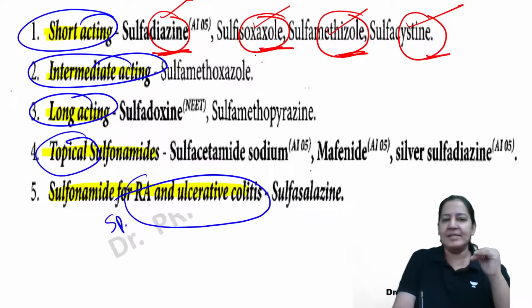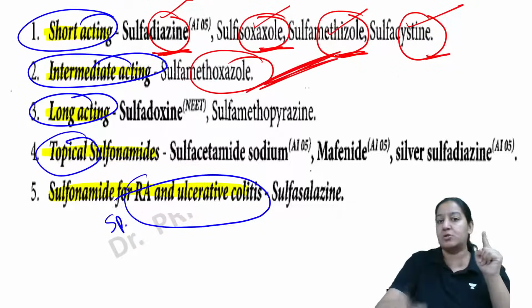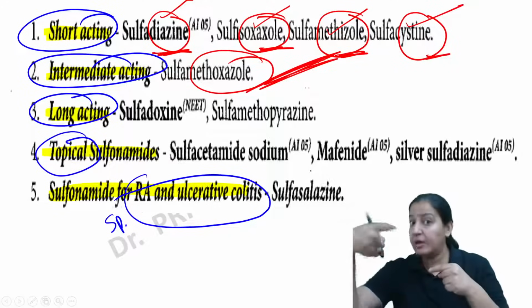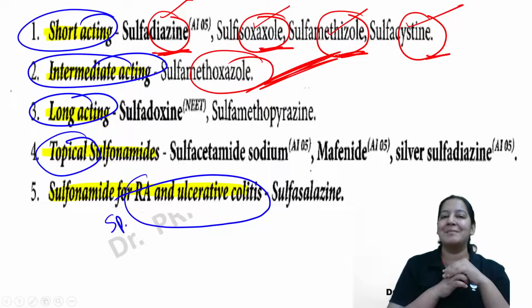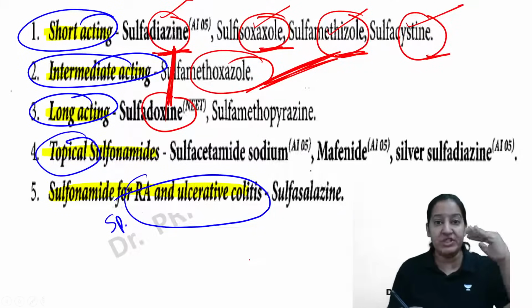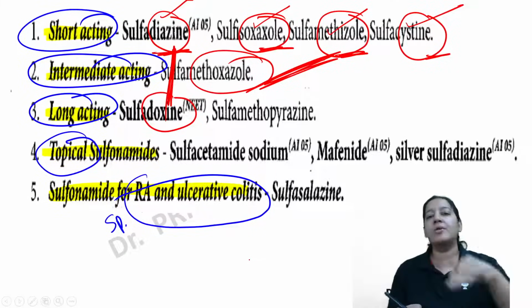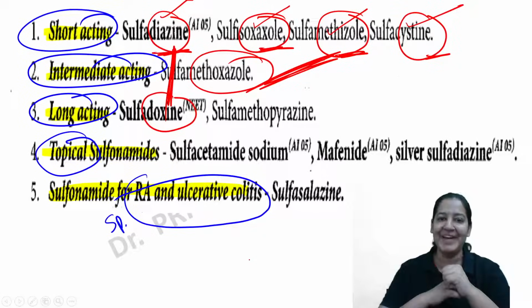Coming on intermediate acting. Again, sulfa को छोड़ो. Methoxazole. Now compare this methizole and methoxazole. Don't get confused. Methizole is short and methoxazole is intermediate. Coming on the long acting. Sulfadoxine. Now compare this diazine and doxine. Don't get confused. Diazine is short and doxine is long. Who will tell you this so openly and so well? Who will tell you? Right?